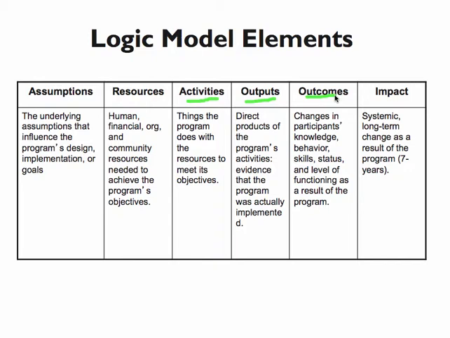Outcomes are different from outputs in that they talk about the changes in participants. That is, the students that we're dealing with. How did they change as a result of the program? And finally, the impact. And if you notice here, systematic long-term change, in this case 7 years. So there are larger issues, larger impact that the program would have over time.